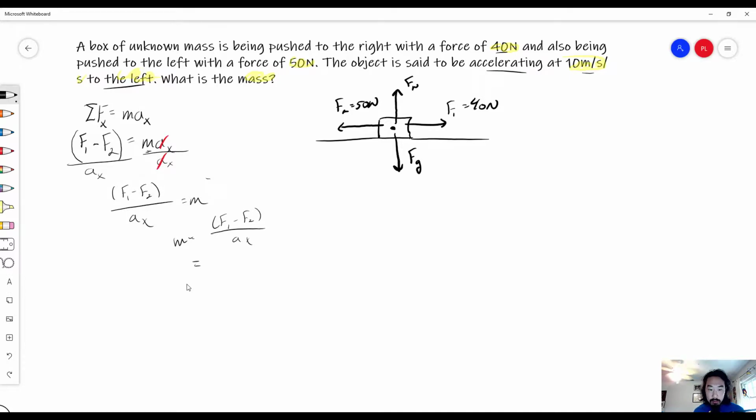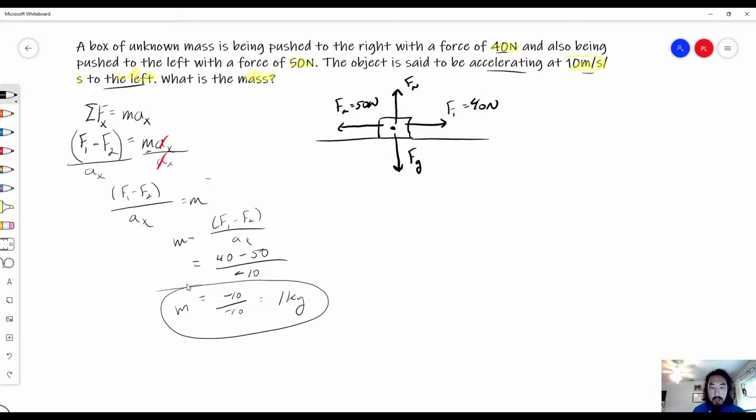All right, we know that F of 1 is 40, F of 2 is 50, and a sub x is 10 meters per second squared to the left. And so remember, anything to the left is negative, so that'll be negative 10. Okay, so we get in our numerator 40 minus 50, so that is negative 10, divided by negative 10, which gives us 1. The object's mass is 1 kilogram.